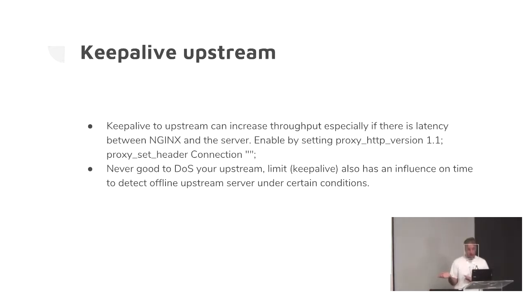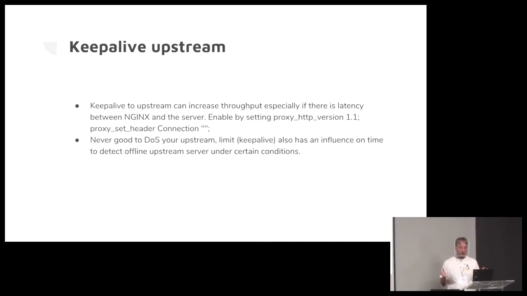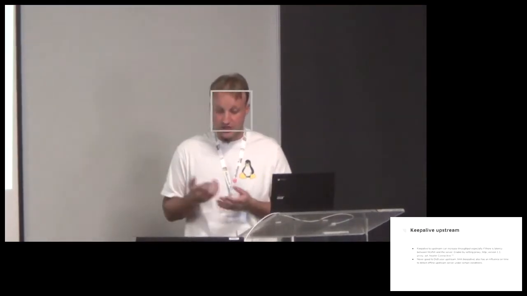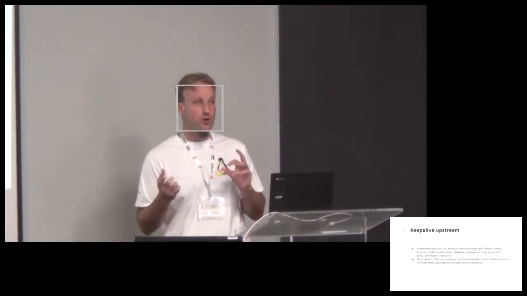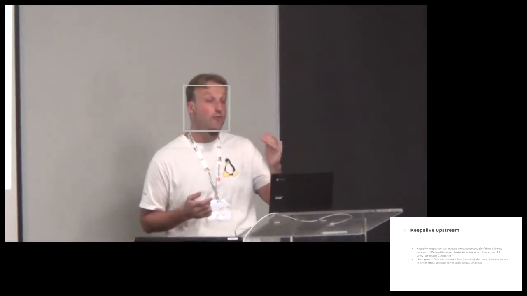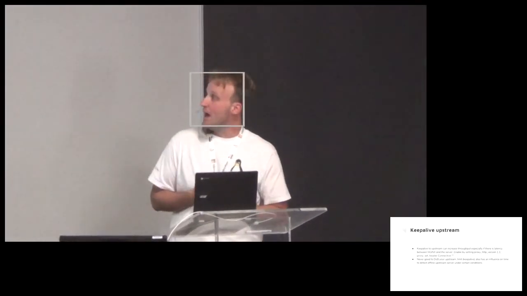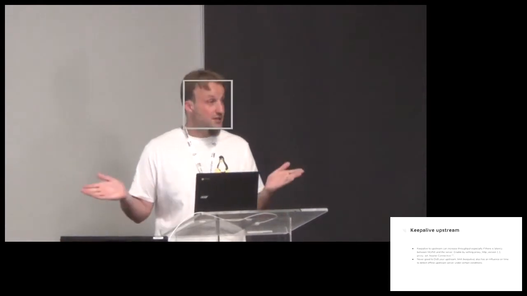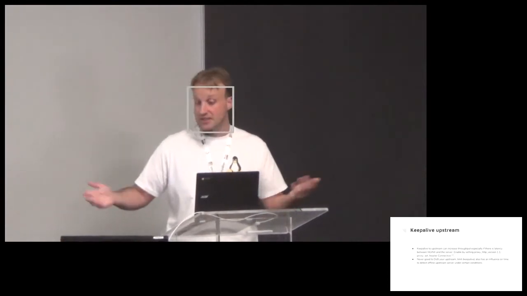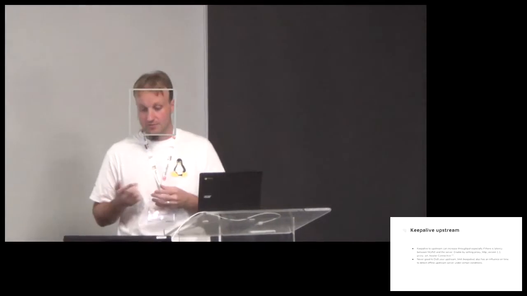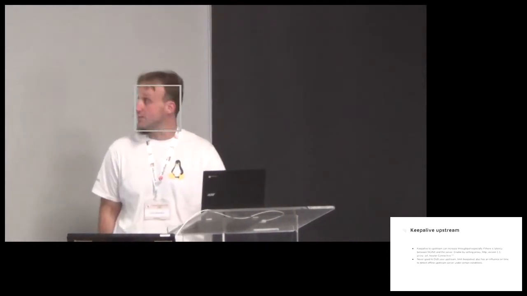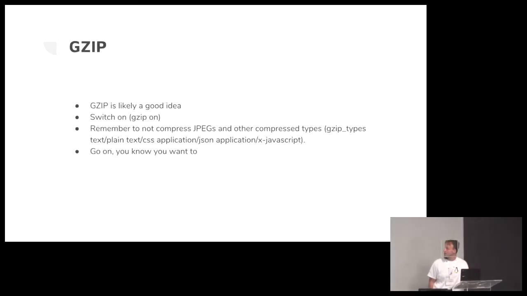On the upstream side, you've got a similar situation. Typically, if you're on a local network, you don't have a lot of latency, so don't set this too high because there's not that big of a cost to set up connections. And you do have a bit of a cost detecting offline servers when you've got a lot of these connections open. But if you're going over the open internet and load balancing between data centers, this might actually be something you want to do to reduce latency between your load balancer and your backend servers.